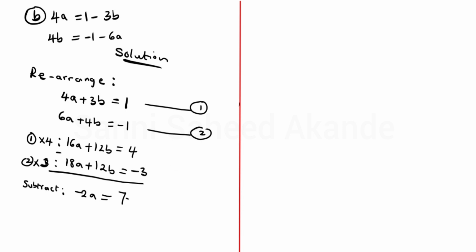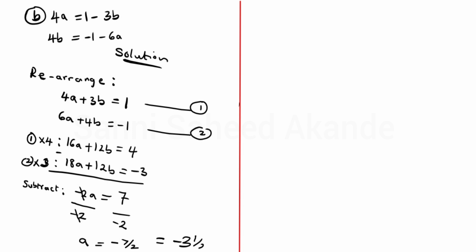Understood? So for us to get the value of a, I will divide both sides by minus 2. Divide both sides by minus 2. So minus 2 cancels minus 2 here. So I have a is equal to 7 divided by minus 2, which is minus 7 over 2. Understood? Or you can write it as minus 3 whole number 1 over 2 if you so wish.